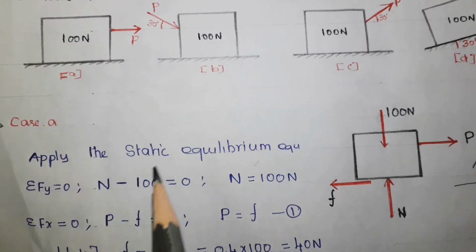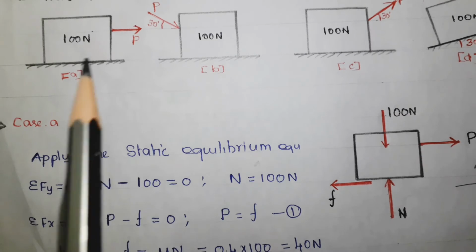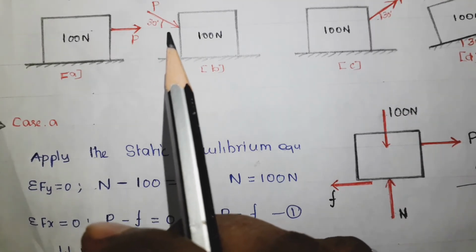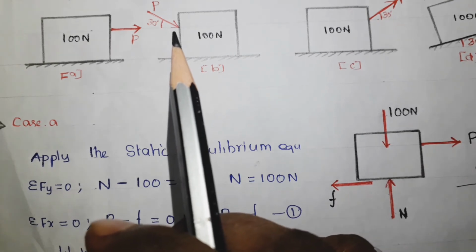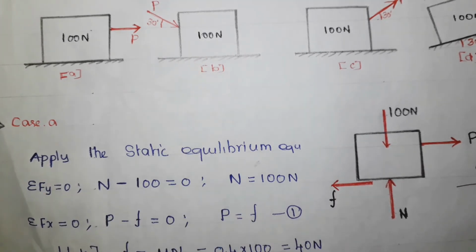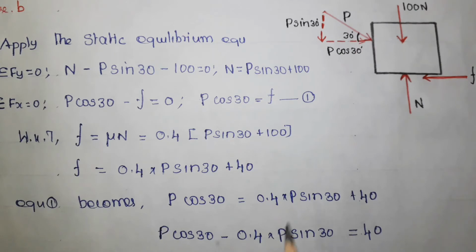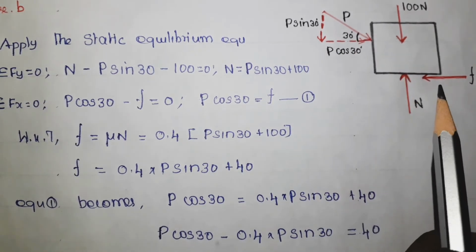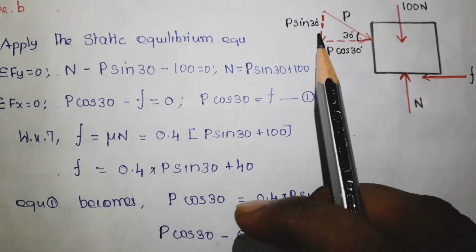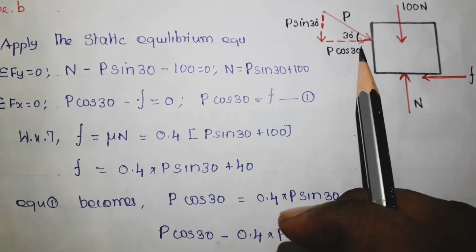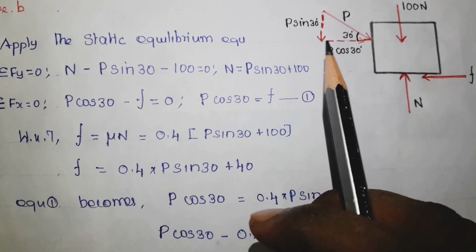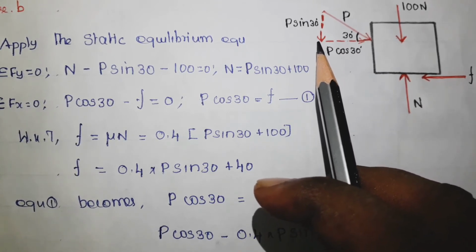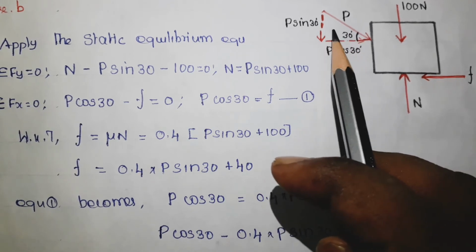Now let us go to the second case where the object is again the same object, 100 Newton, but the force is at 30-degree inclination and it is pushing the object. Now let us go and draw the free body diagram. So this is the free body diagram: 100 Newton weight, normal reaction, friction force, but this applied force is resolved into two components, one along x direction and another one along y direction. Make sure that this direction is very important. When you add these two, you should get the final P.